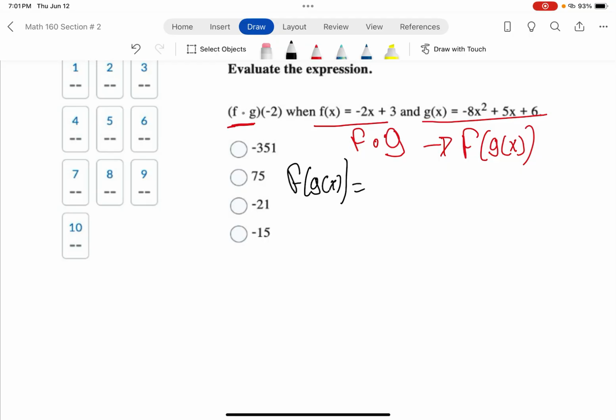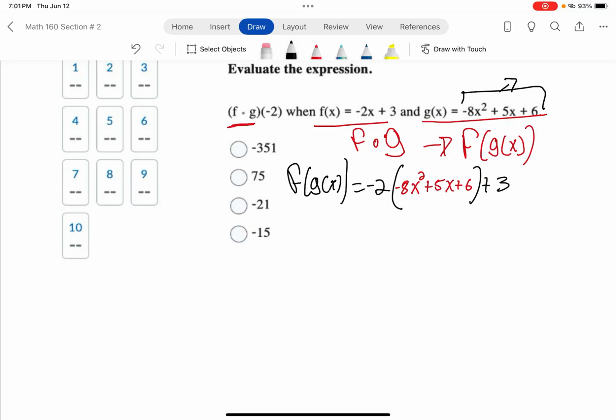So f here will be like this, and here the equation for f is minus 2, and then instead of x, you will plug in the whole equation here, which is g of x. So let me see, which is g of x, and you plug the equation inside, instead of x, the whole equation. I will write it in red: 2 plus 5x plus 6, and then continue with the original equation. What does the original equation say? It says plus 3 here. So this is the thing.